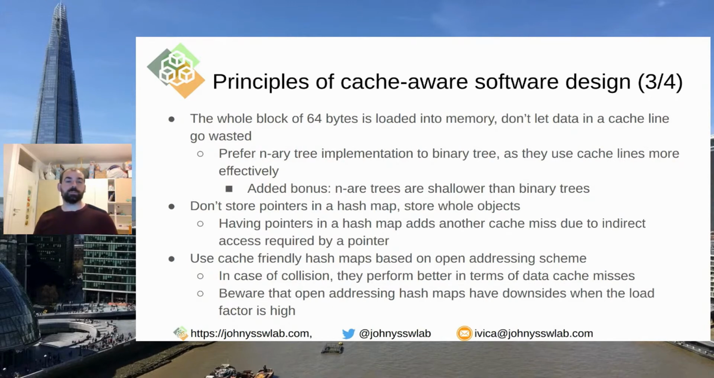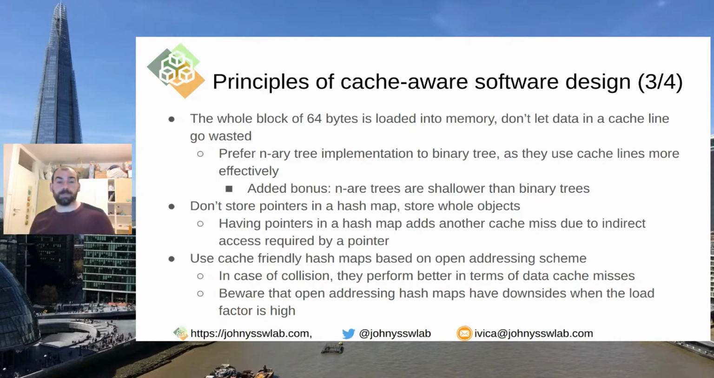One of the things you don't want to do is store pointers in hash maps. Store whole objects. Having pointers in a hash map adds another cache miss because you now have an indirect access required by the pointer. A pointer is only 4 or 8 bytes, so its cache line utilization is small. If you keep a whole object, the cache line utilization is much better.